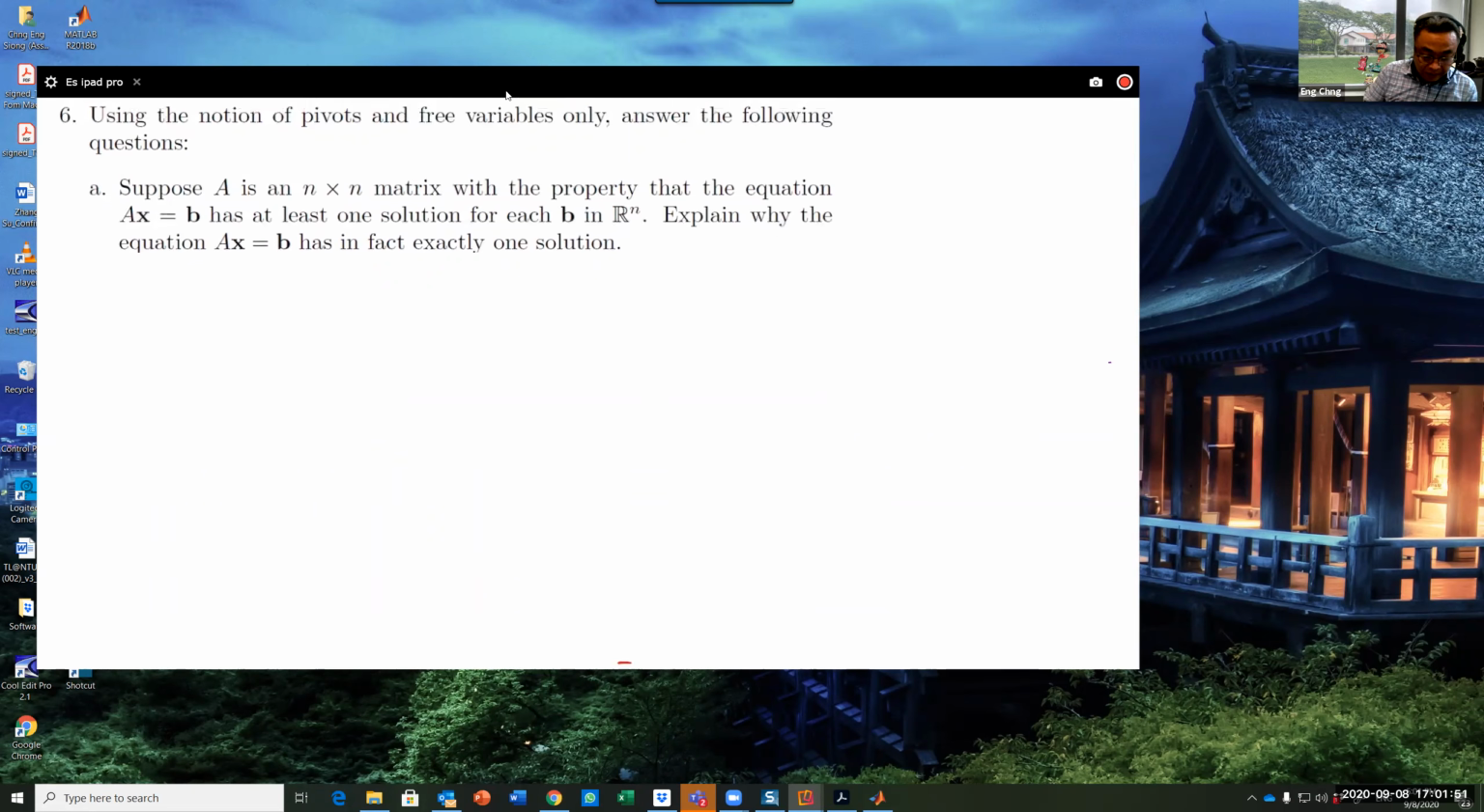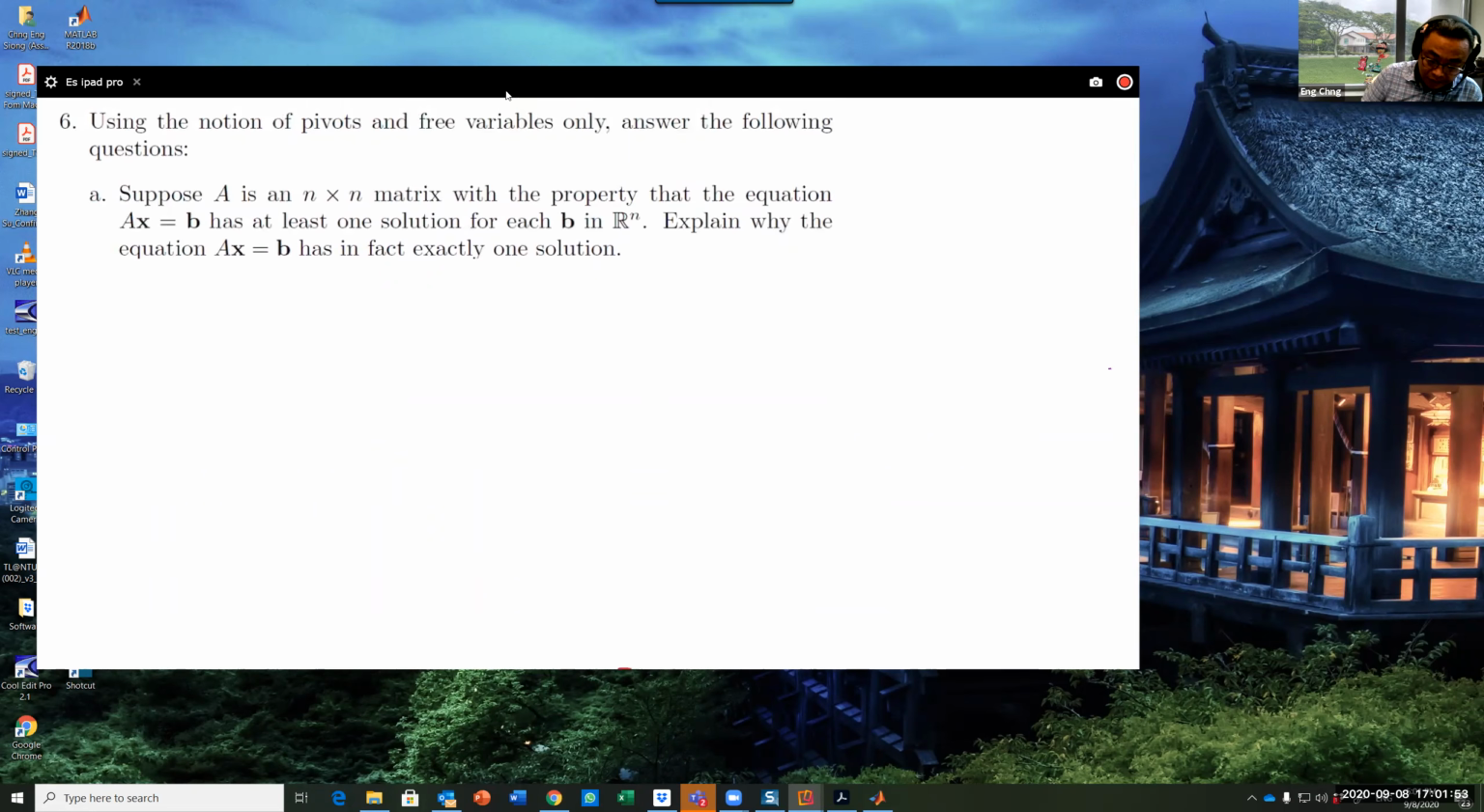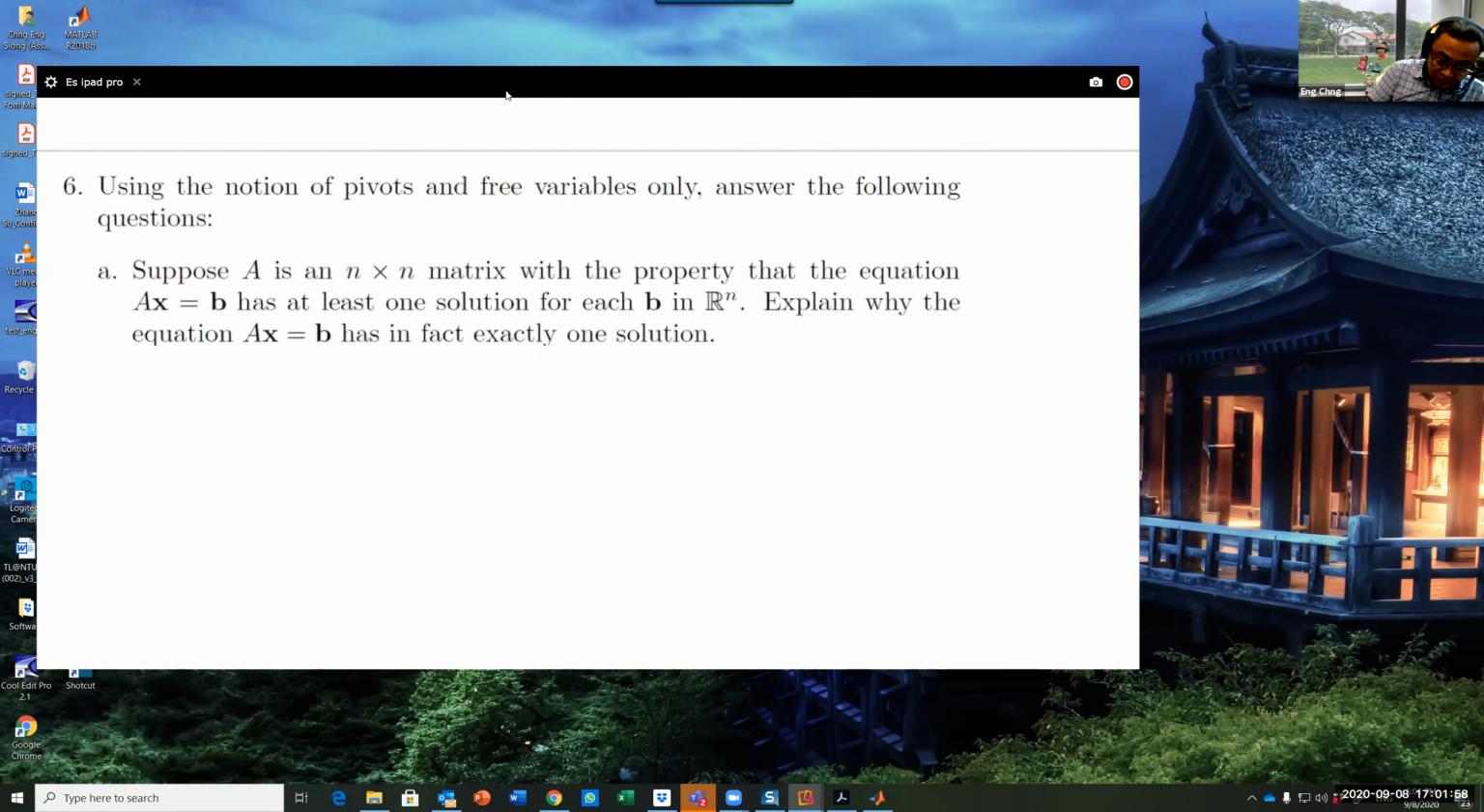Actually, question 6 is a very interesting and important question. First, he says, just use pivots and free variables, nothing else. Okay, so he's asking us to only use the most elementary thing that we know about Gaussian elimination for linear algebra. And then we are given the square matrix A, and we have this AX equals to B.